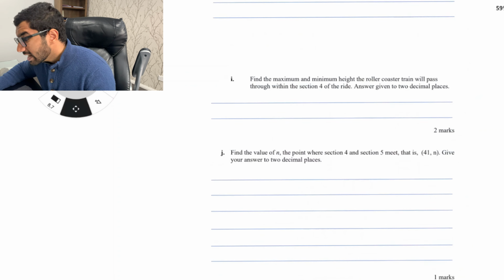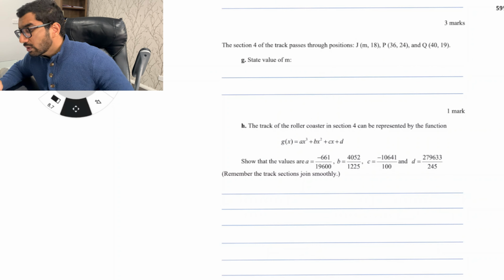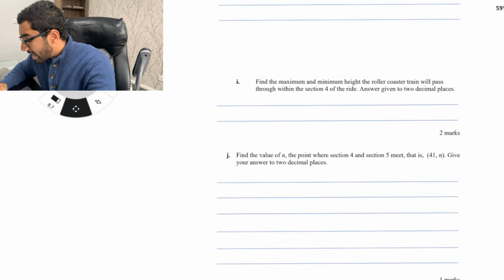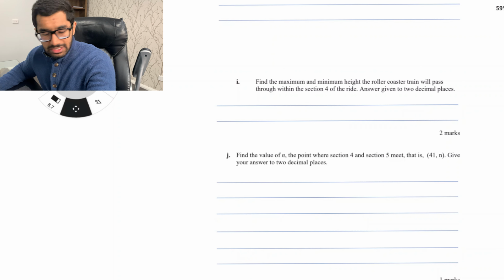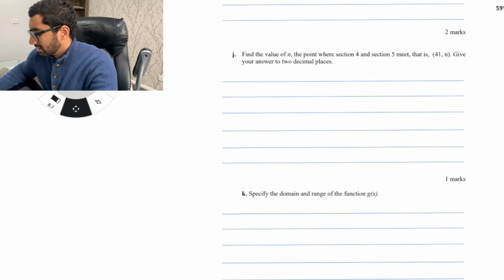Specify the domain and range of g of x, which is this roller coaster, okay? Well, first of all, we know that it starts at 26, okay? Because that's where the quadratic ended. And it ends at 41. So your domain would be 26 to 41, okay? So it's really just graphically understanding the information that they've told us.